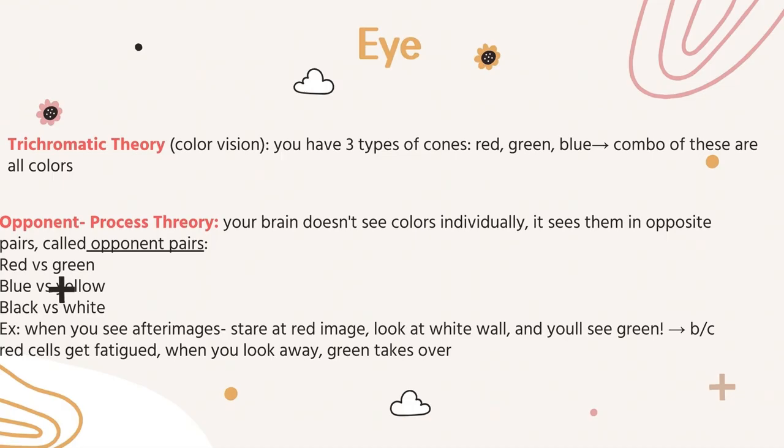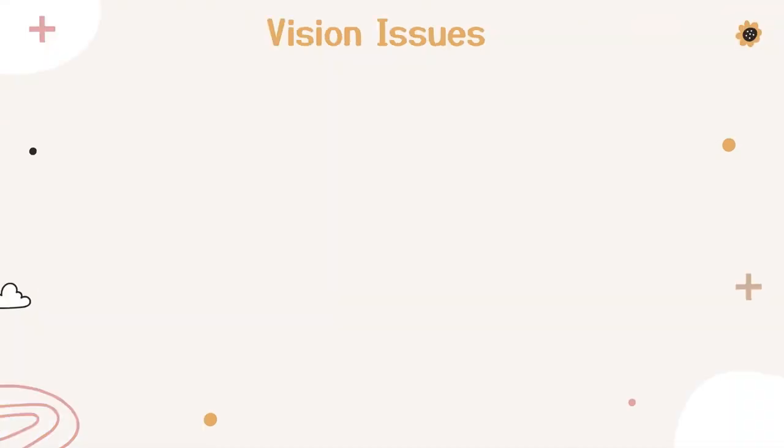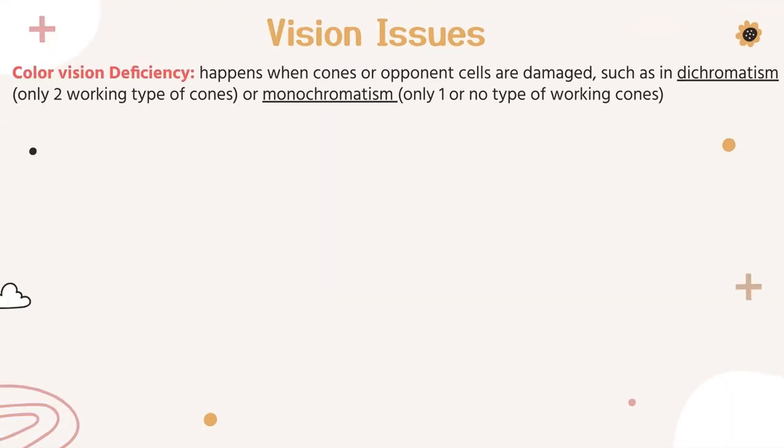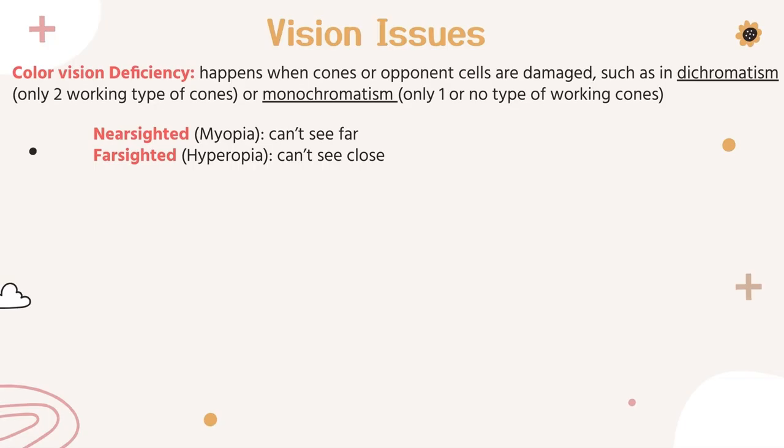Vision issues. Color vision deficiency happens when cones or opponent cells are damaged, such as dichromatism, in which only 2 types of cones are working, or monochromatism, in which only 1 or no types of cones work. There are also nearsighted, which means they can't see far, and farsighted, which means they can't see close.